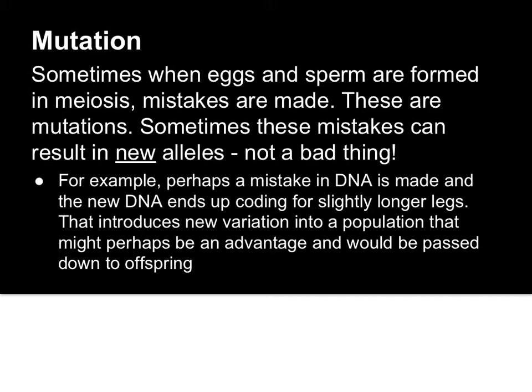So, if we have a mistaken DNA and the DNA, let's say, ends up coding for slightly longer legs, you have a new variation in the population now. And if this is for, let's say, giraffes, that could be advantageous and passed down to offspring. All right, so this is how new things are introduced into a population, through mutation. And then those traits, if they're advantageous, are going to be passed down and then amplified. So that allele frequency could all of a sudden increase when it didn't even exist before.